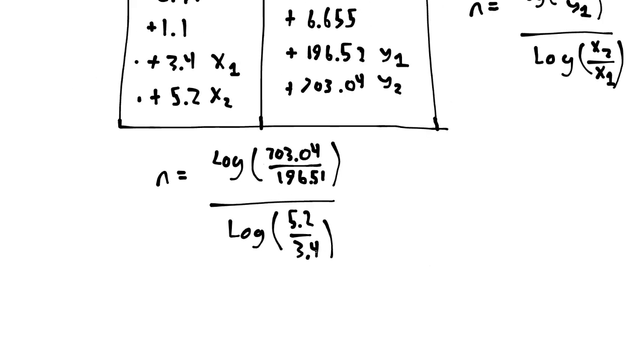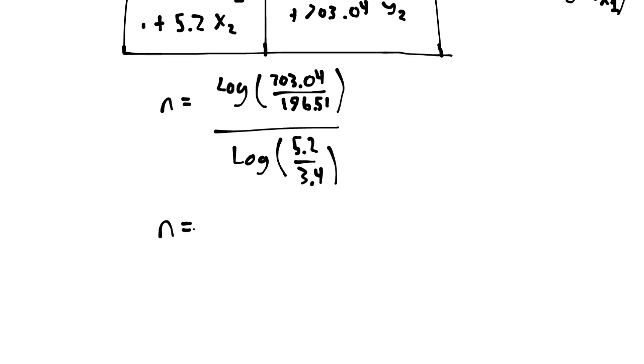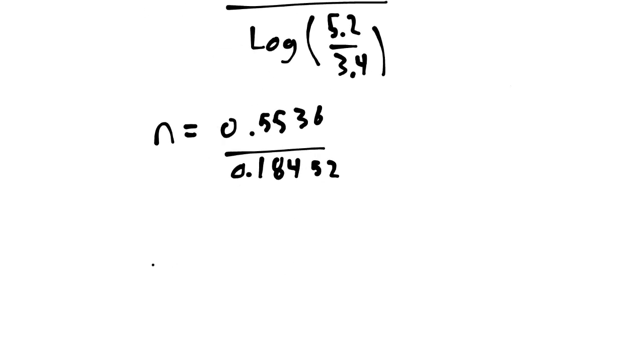Okay, and now I'm going to put these numbers into my calculator just to show what we get. So n is equal to 0.5536 over 0.18452. Then again, just divide those two numbers, and you get roughly 3. It's like 3.0002.